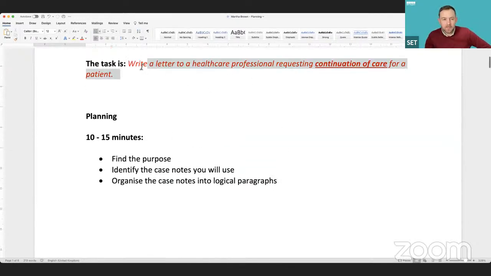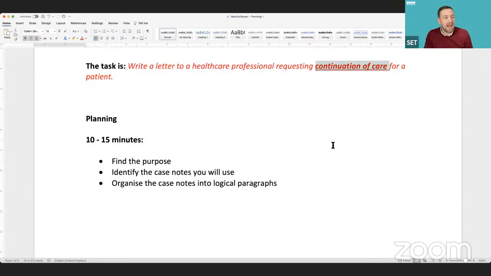Because of this, we're writing a letter to a healthcare professional requesting continuation of care for a patient in some way. That continuation of care is not always obvious in how it's going to be done, but this is important. The reason I say this is because I don't want anyone to ask me, how should I do a referral letter? How should I do a discharge letter? The question has to be, how should I do a letter? Any letter. This is our ambition every single time we do a letter. What's the purpose? What case notes do I need? How do I organize it? That is always our approach.